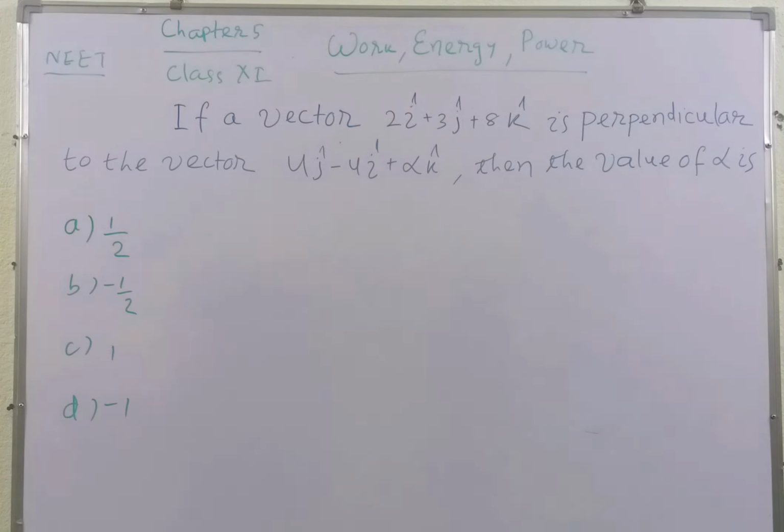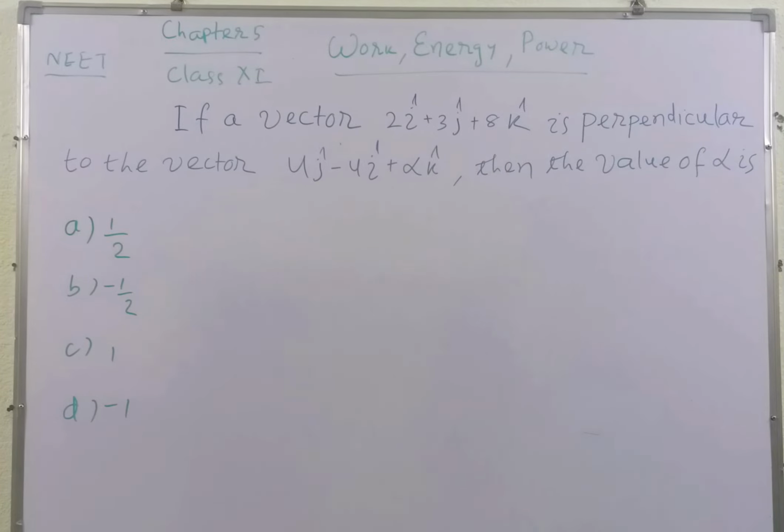Okay, students, this was asked from chapter 5 of class 11, that is from the chapter Work, Energy and Power. If a vector 2i plus 3j plus 8k is perpendicular to the vector 4j minus 4i plus alpha k, then the value of alpha is how much? We have to find out the value of alpha. So how can we find out? There are four options given.